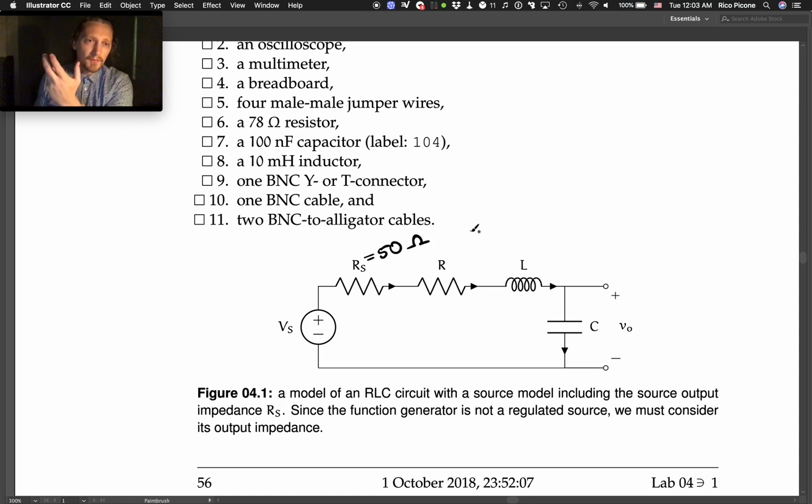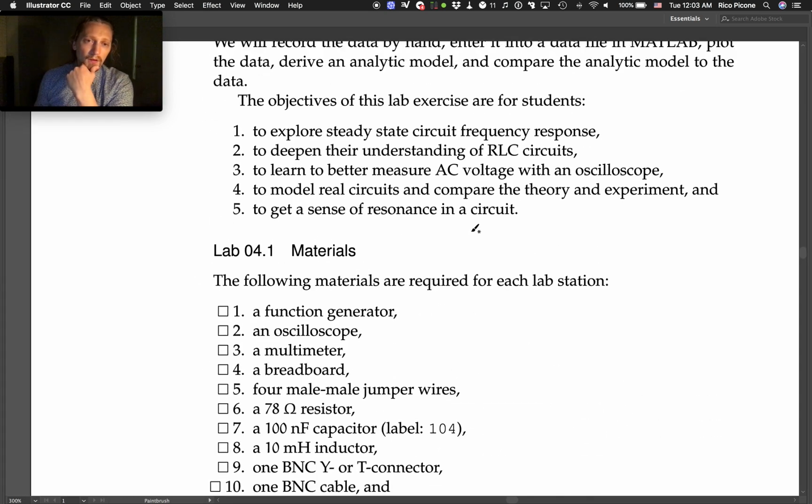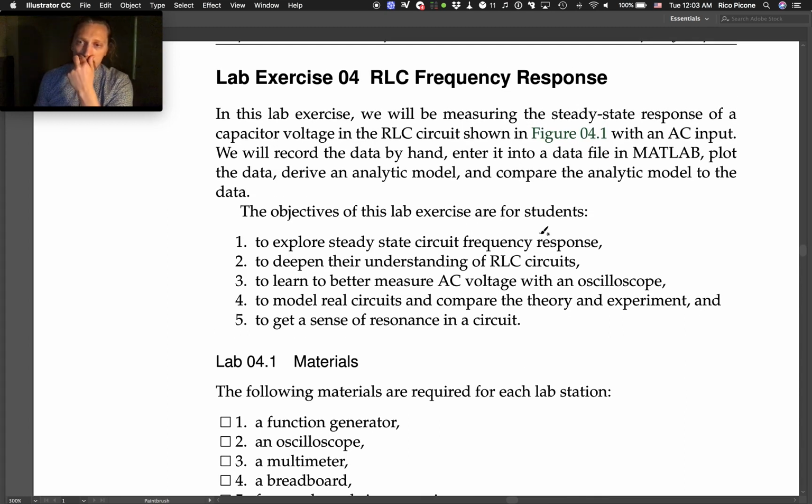So it says it right on the front panel of our function generators, so no mystery there. We could measure it, but it's probably a pretty good value. Okay, great. We'll record the data by hand, so no LabVIEW this week. We'll get back to it though very soon.